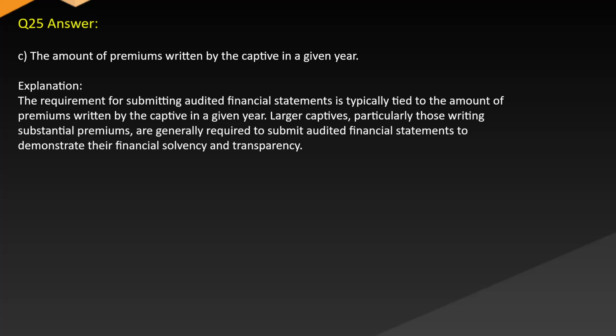Answer: C. The amount of premiums written by the captive in a given year. Explanation: the requirement for submitting audited financial statements is typically tied to the amount of premiums written by the captive in a given year. Larger captives, particularly those writing substantial premiums, are generally required to submit audited financial statements to demonstrate their financial solvency and transparency.